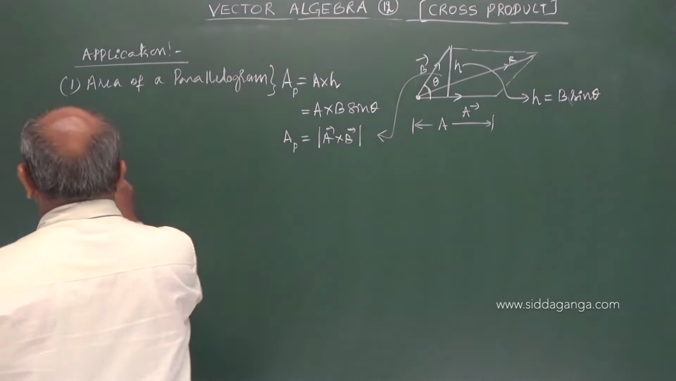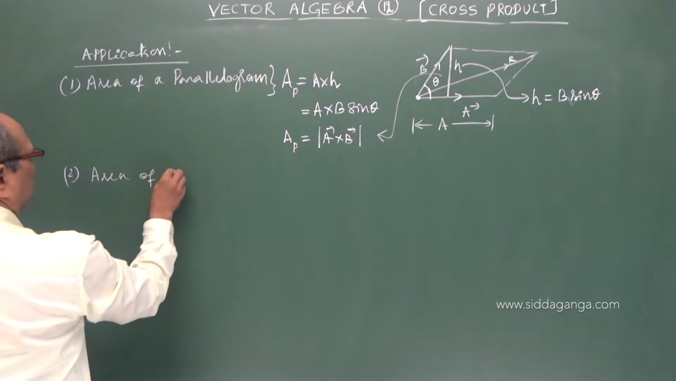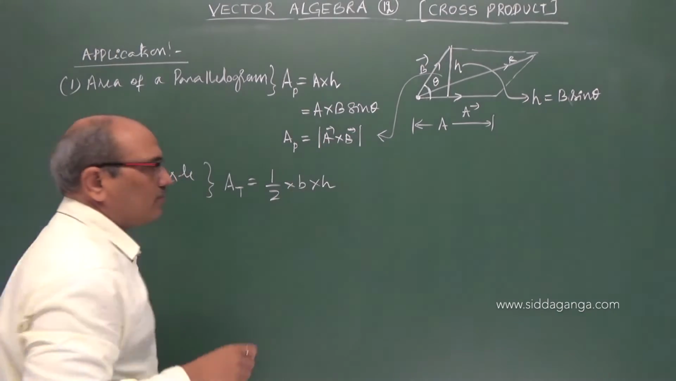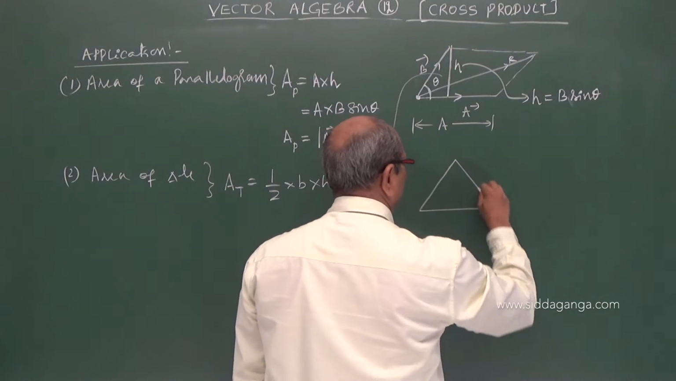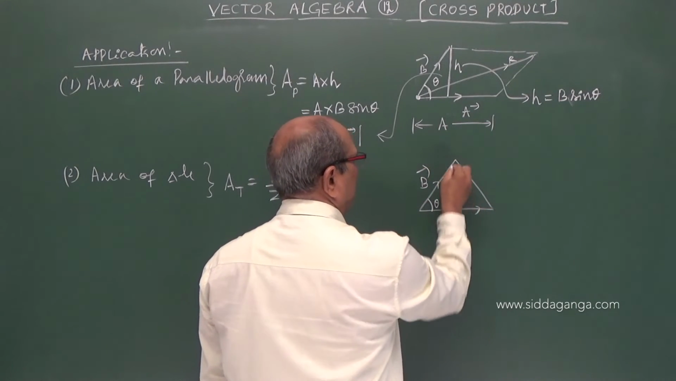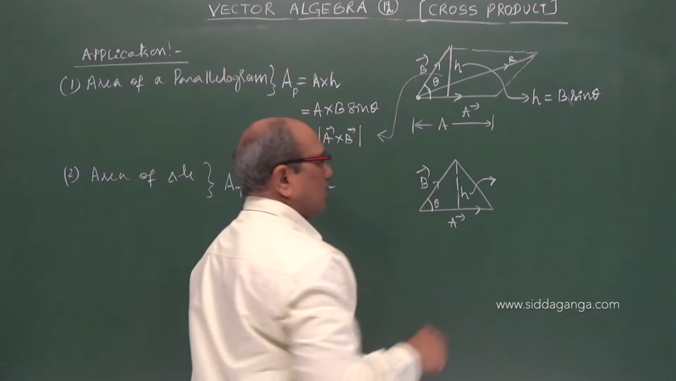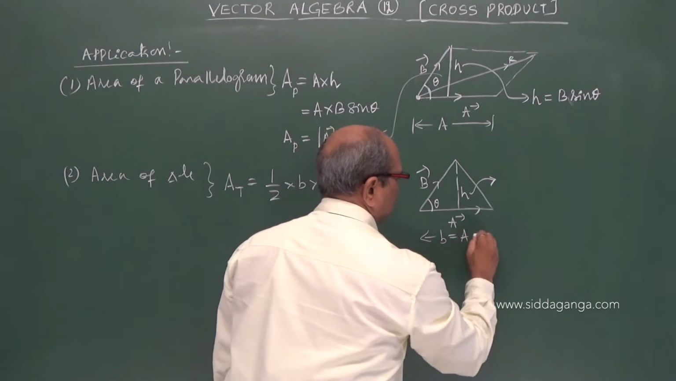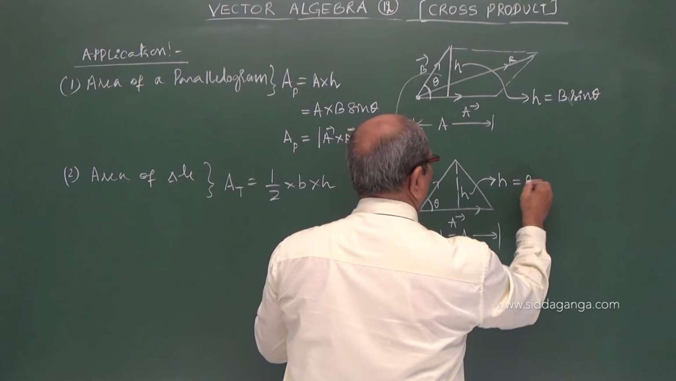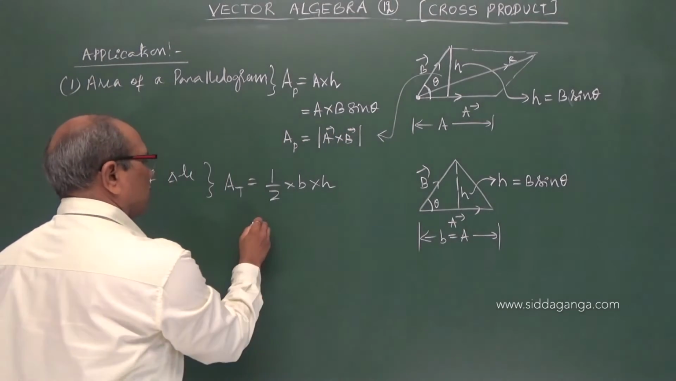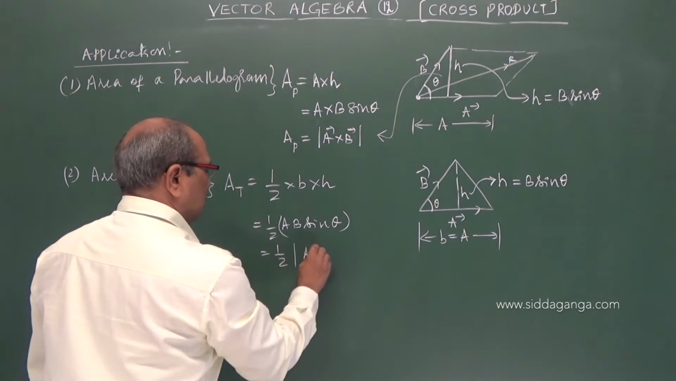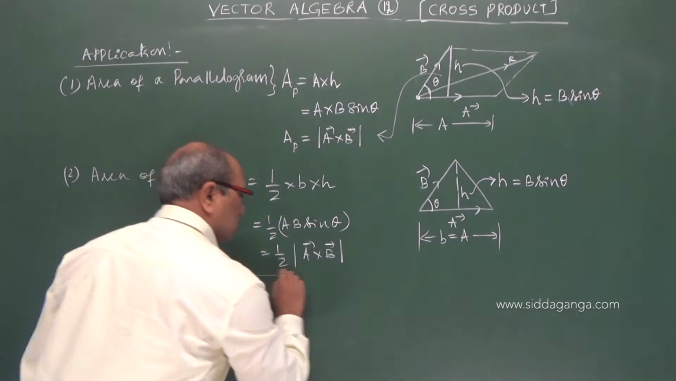Let us also come to the second application, the area of a triangle. The area of a triangle, usually we write as half into base into height. Now consider the triangle. This is the vector A and this is the vector B, and this angle is theta. If I take this as the height H, the base is equal to A, no doubt. What is H? Opposite side by hypotenuse, H is equal to B sin theta. Substitute: half into AB sin theta. AB sin theta is again the magnitude of the cross product of two vectors. Yes, we got another application.